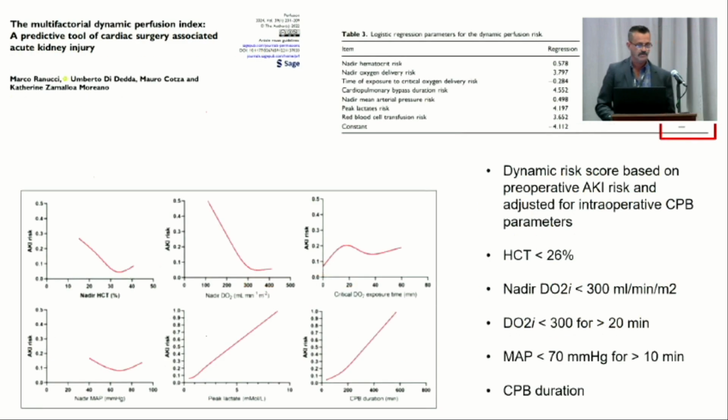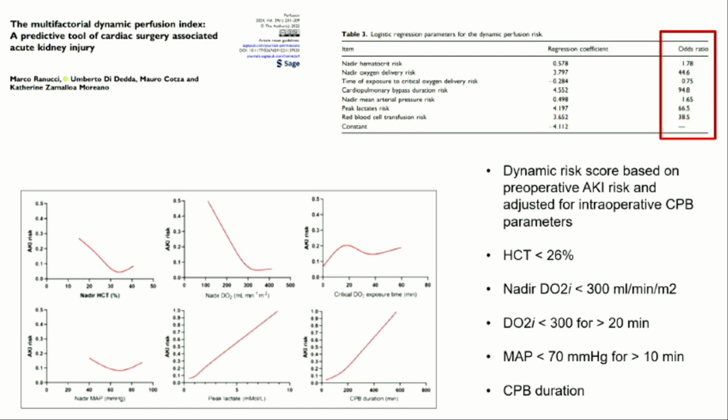predicting acute kidney injury. So this is a great paper recently published by Marco Ranucci, that looked at different GDP parameters over time and their influence on acute kidney injury. And what's important about many of these parameters, they're not all linear. Some of them are U-shaped, right? So where it goes up if you're above a target, it goes up if you're below a target, right? For example, the mean arterial pressure. And he showed us the odds ratio of that.